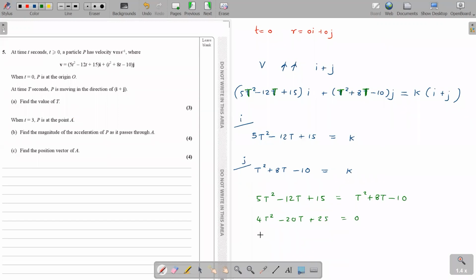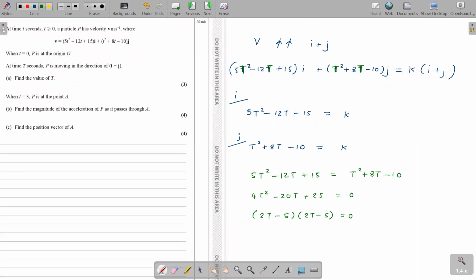So get all the factors here. What do we get? I think we get the same factor repeated twice, right? So you get 2T minus 5 squared, and you get only one answer, 2T minus 5 equals 0. Basically, your T value is 5 over 2. Capital T will be equal to 5 over 2.